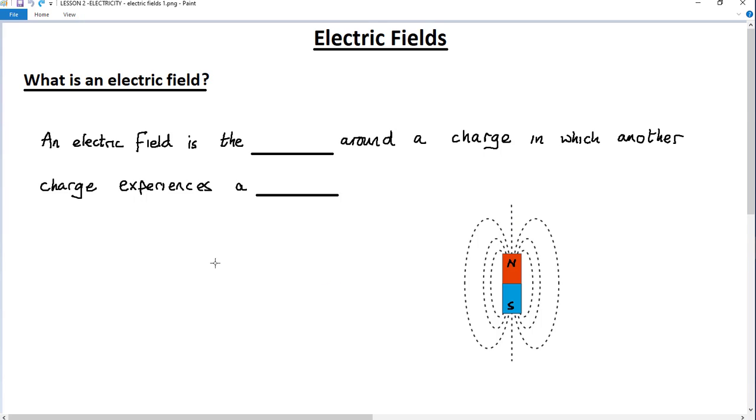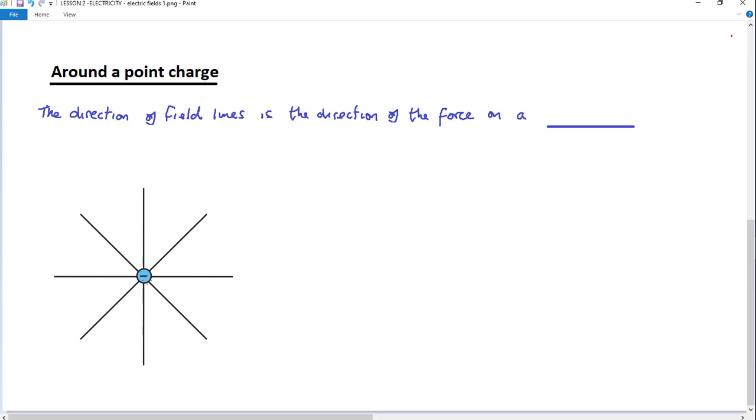Okay, so in the area of electricity or static electricity, which is what we're dealing with here, the electric field is defined as the region around a charge in which another charge experiences a force. So in the same way that we can depict the magnetic fields using these dotted lines, we're also going to depict the electric fields around a point charge. The blue circle here represents a point charge, a negative charge, and you note that the electric field lines radiate out from the center of that point charge.